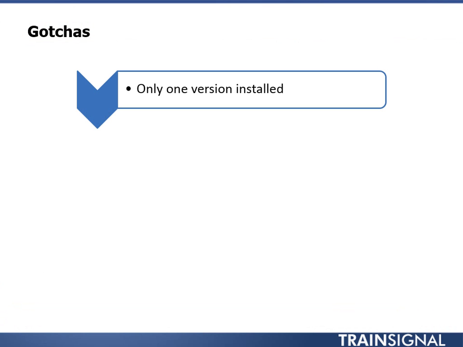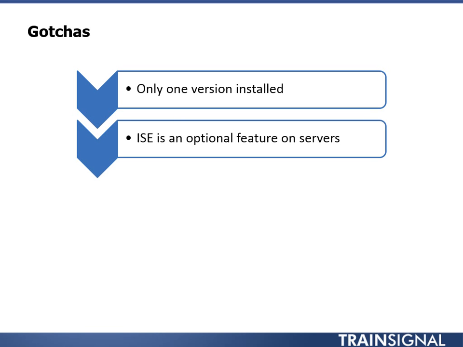Now, as nice as the ISE is, there are a few gotchas you need to keep in mind. First off, there is only one version of the ISE installed. Even though you can run PowerShell version 2 side by side with PowerShell version 3 from the management console, from the blue screen, if you will, there's only one version of the ISE, the version 3. So if you're in PowerShell version 2 and type ISE, you're going to get the PowerShell version 3 ISE. The ISE is an optional feature on servers. It is not installed by default, but you can certainly go in and turn it on if you'd like.